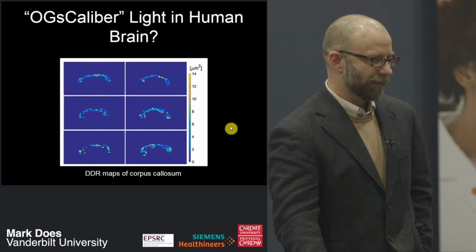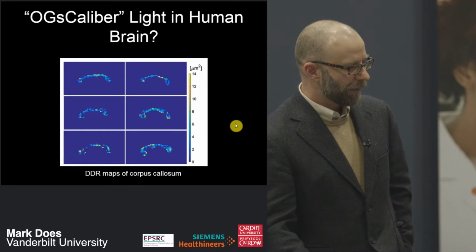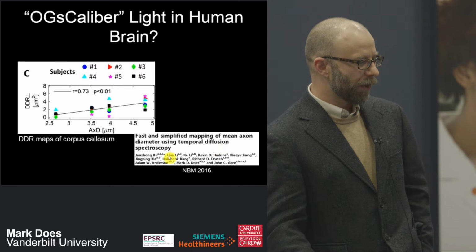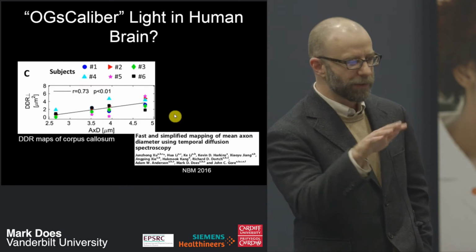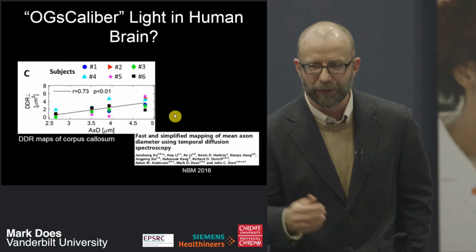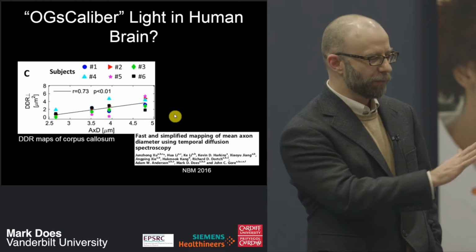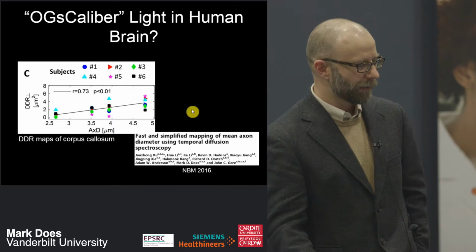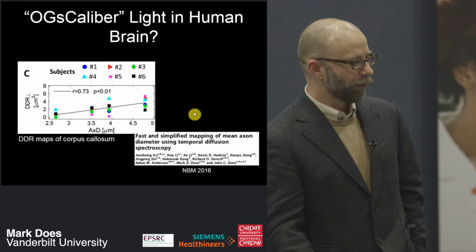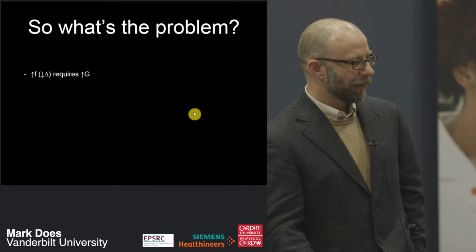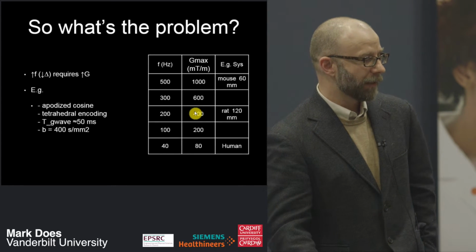It's less compelling, but the results, if you looked across 6 subjects, showed a trend that was kind of the correct trend. I don't think we're ready to go there yet. I think the problem with looking in human brain is gradient strength. It's as simple as that, right?